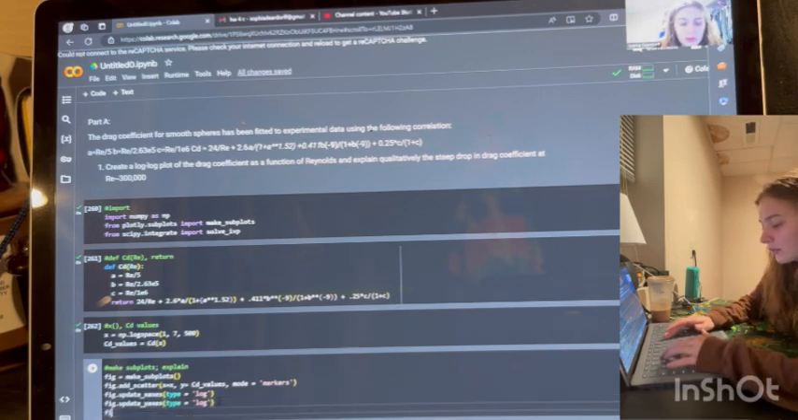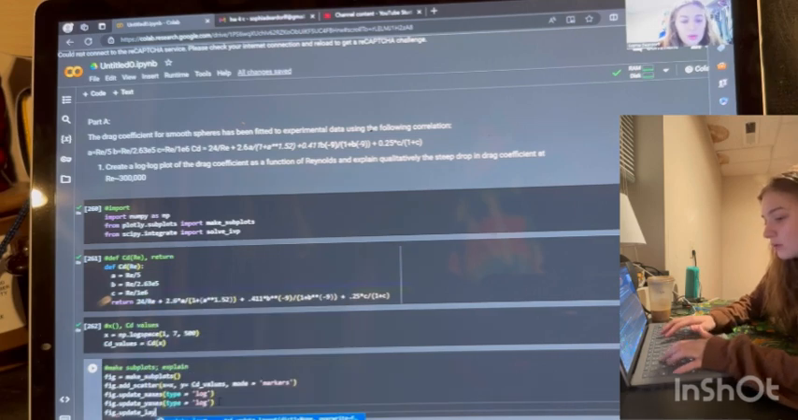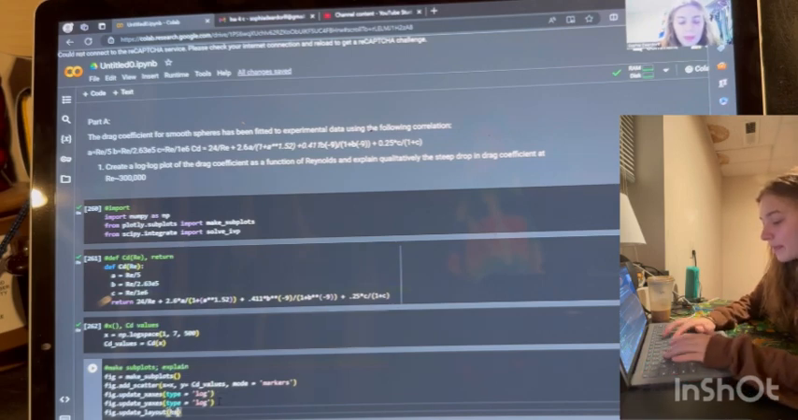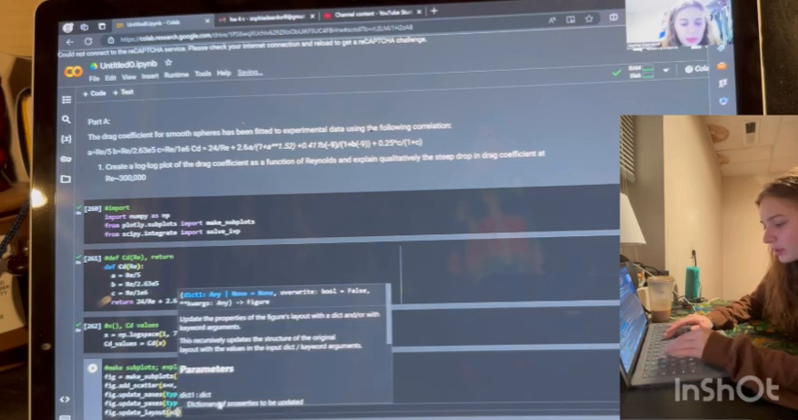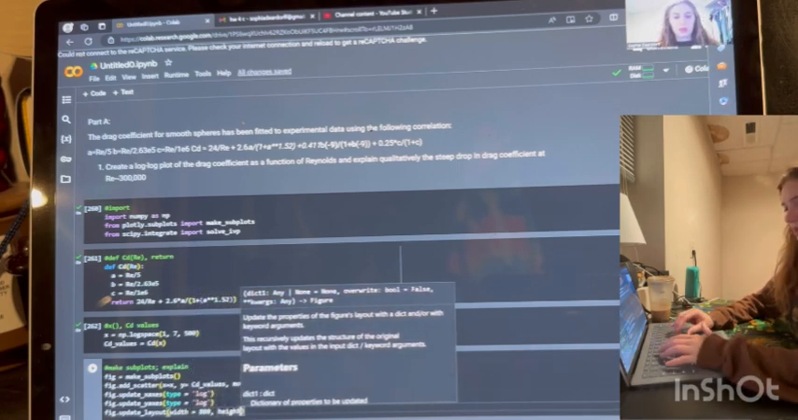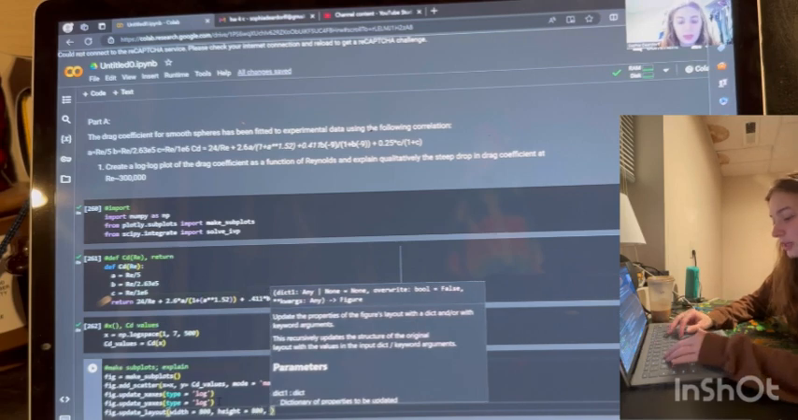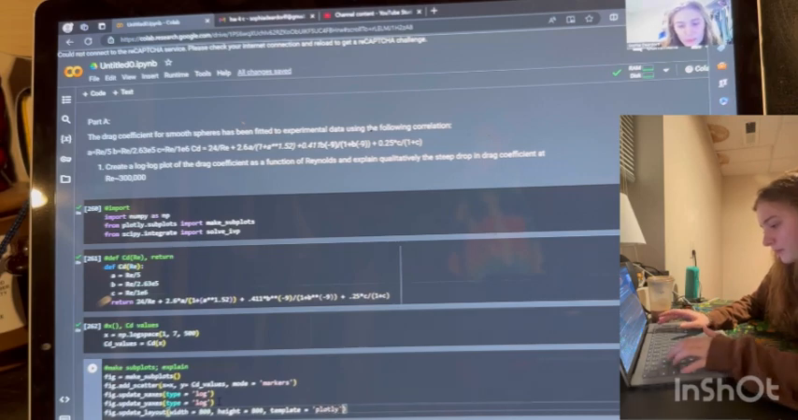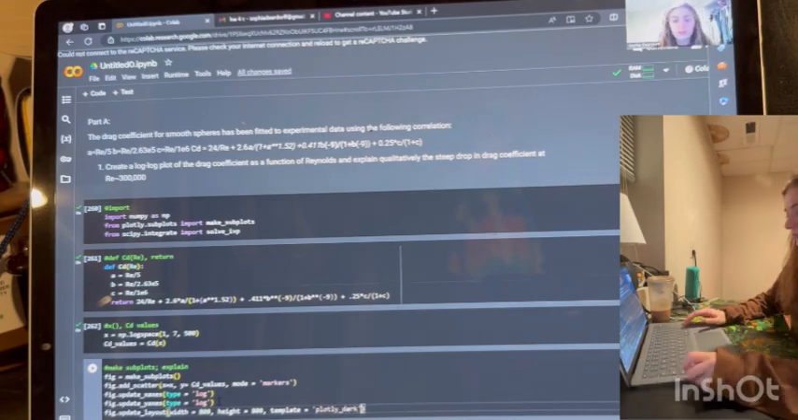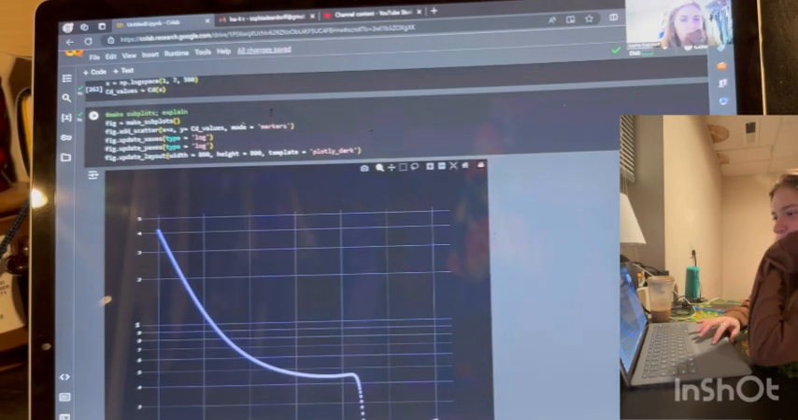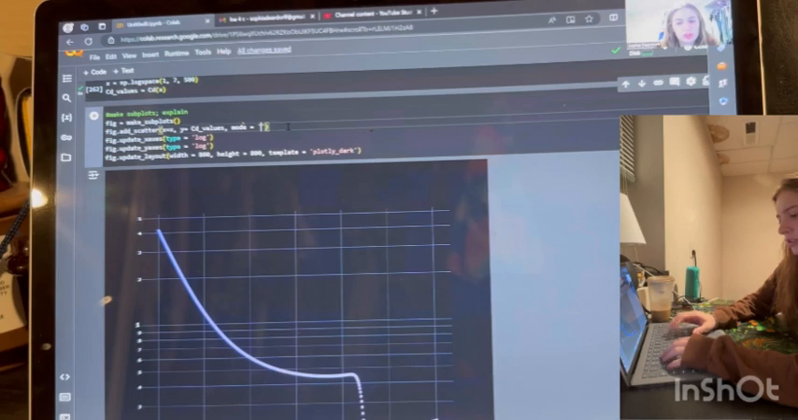And then we're gonna do fig.update_layout, and that is gonna be our height. Well, we usually start with width. I think width is equal to 800, height is equal to 800, and then template is equal to plotly_dark. Oh, I think for this one we're supposed to use a line. Actually, that doesn't look right.